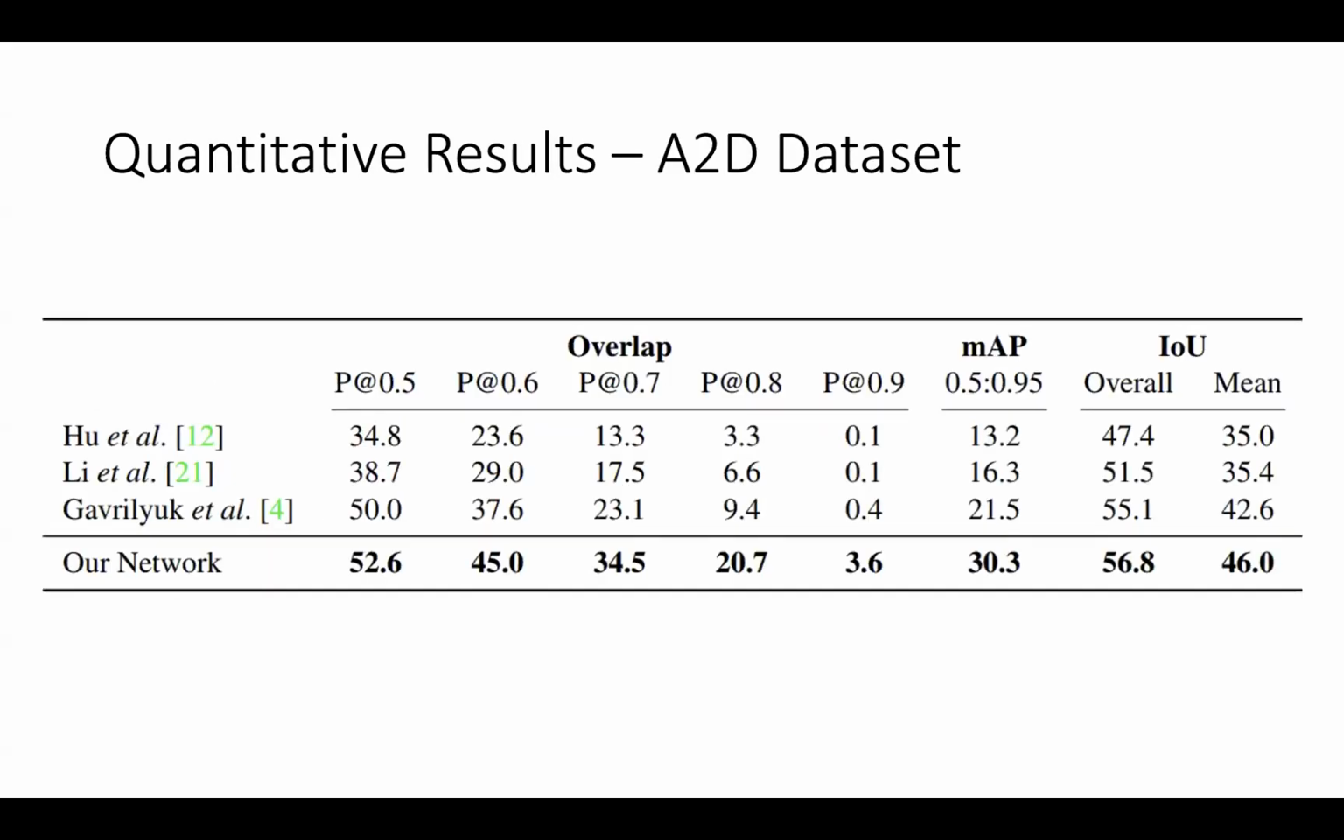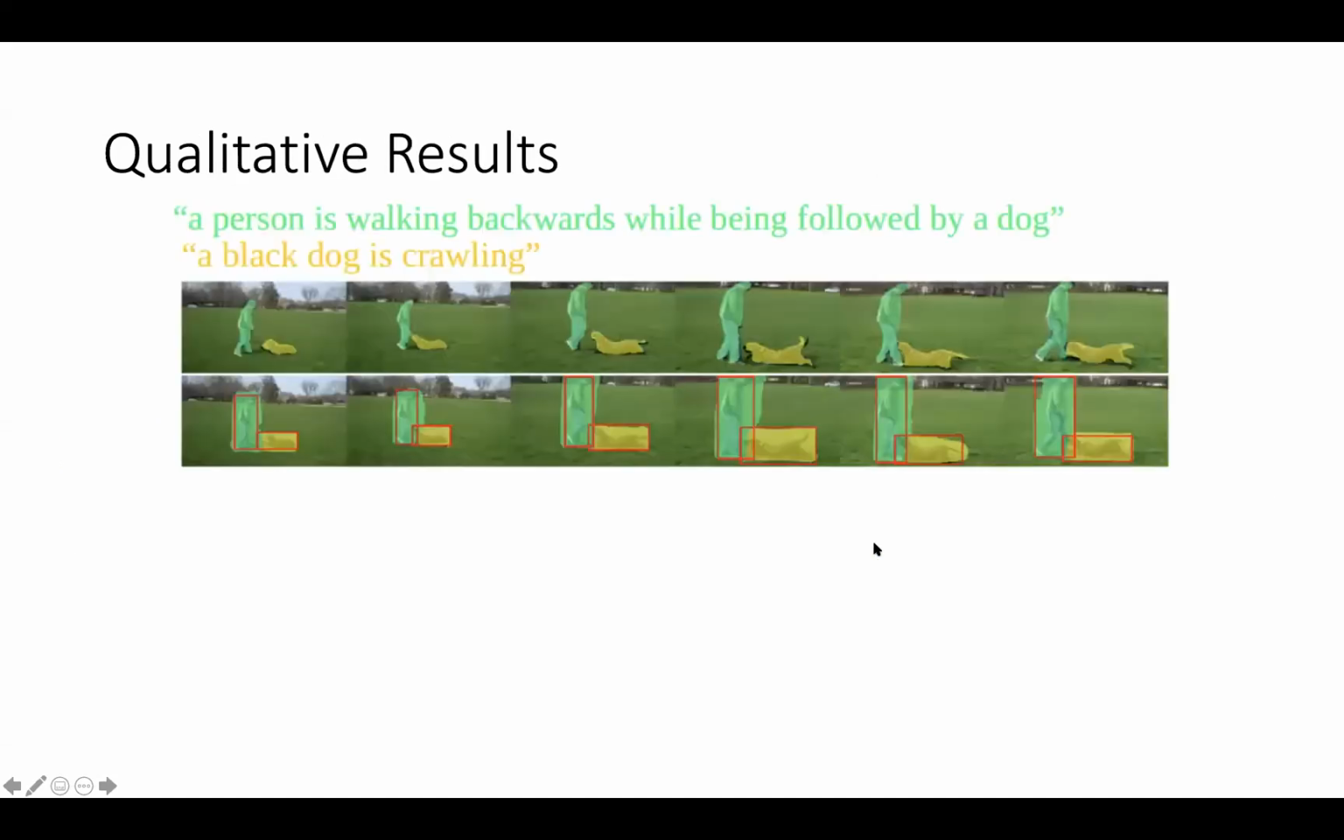So here are some quantitative results on the ATT data set. We achieved strong performance across all metrics, especially when the overlap is high. Here's some qualitative results. So in this example, we have 2 sentence queries. The person is walking backwards while being followed by the dog in green. So you can see we correctly segmented the person. And the black dog is crawling. Again, we correctly segmented the dog.